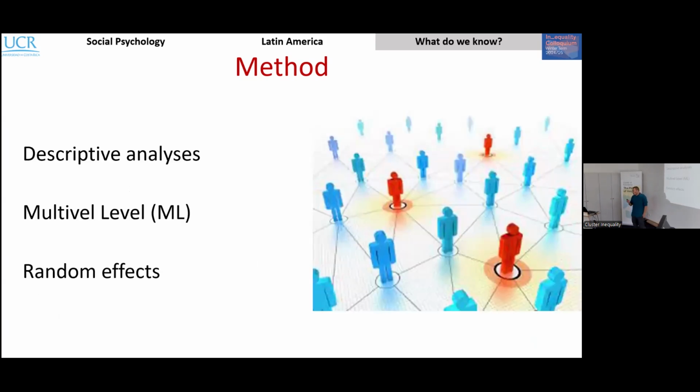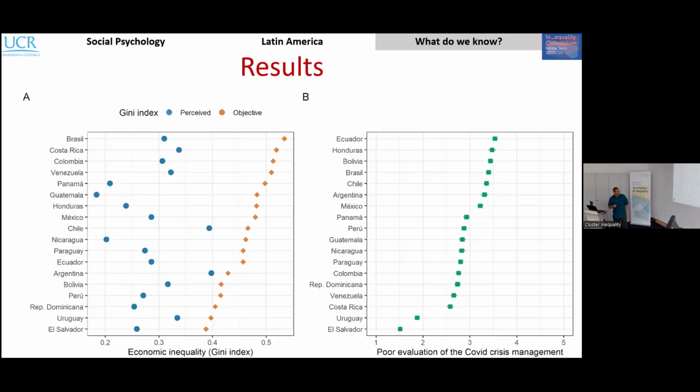And we use multi-level analysis. All the data that we are going to present are multi-level analyses, because we are always trying to understand the relationship between objective inequality and subjective inequality. Multi-level analysis gives us this opportunity, and random effects, because of the variation between countries and the variance between countries.